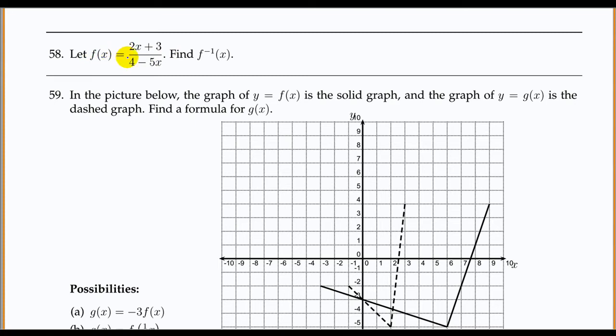Let f of x equal to this rational function. We would like to find f inverse. So we have y equals (2x plus 3) over (4 minus 5x), and from here we would like to solve it for x. Multiply both sides by 4 minus 5x. We have y times (4 minus 5x) is equal to 2x plus 3.